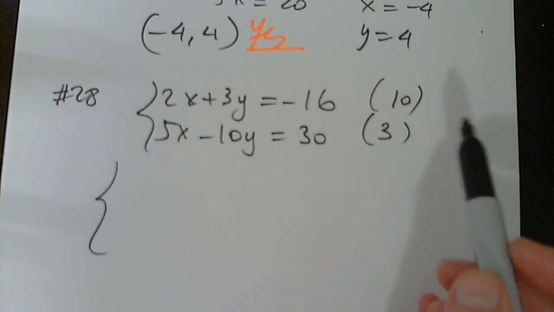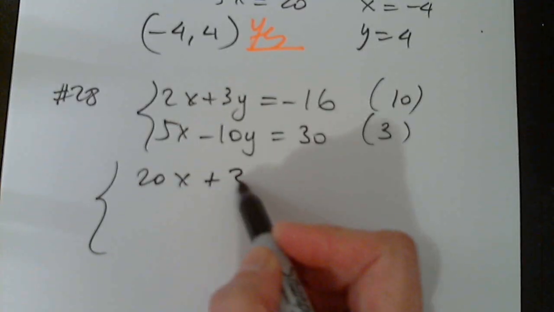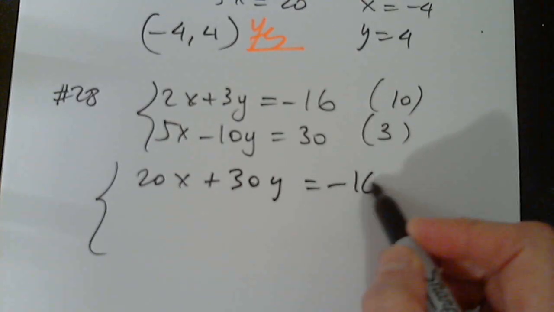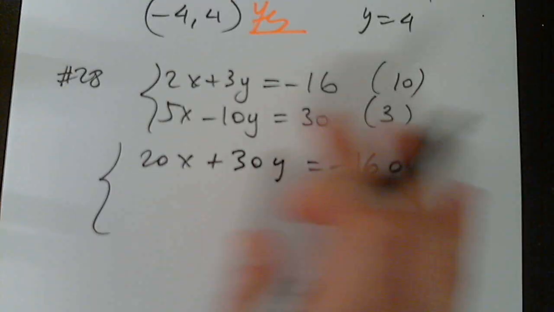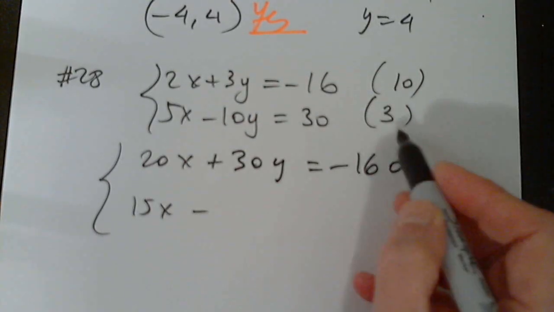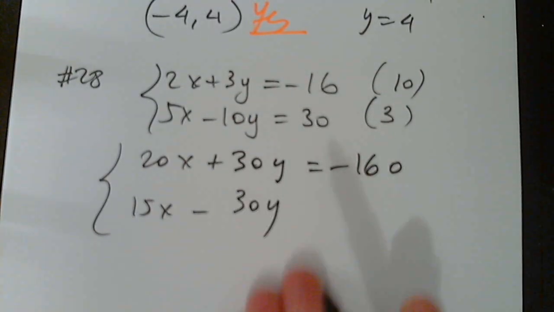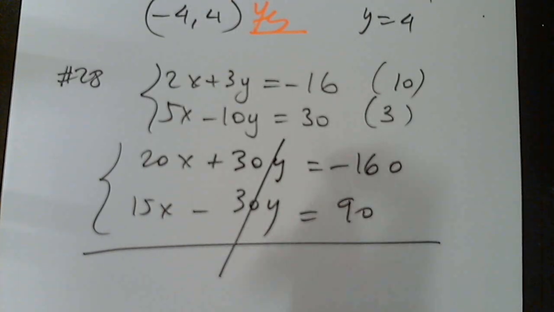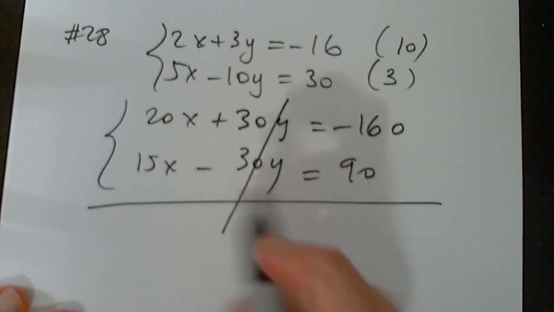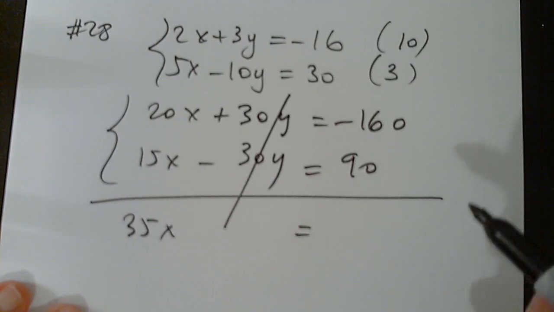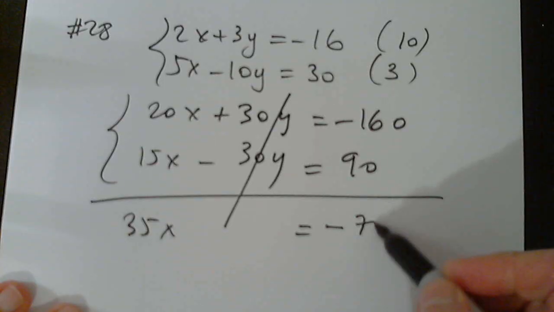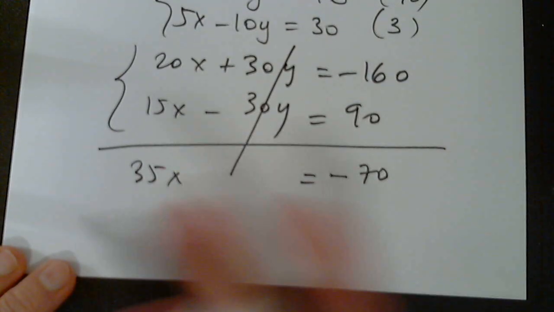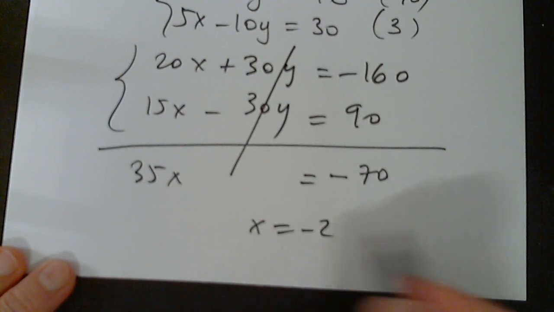Just remember to multiply everything. Don't pick and choose. So 20x plus 30y equals negative 160. 15x, of course, minus 30y, that's why we did what we just did, equals 90. And yes, we stuck with the plan. The plan was to get rid of y. Good. So now we have 35x equals negative 70. Nice, because when I divide by 35, I get x equals negative 2.